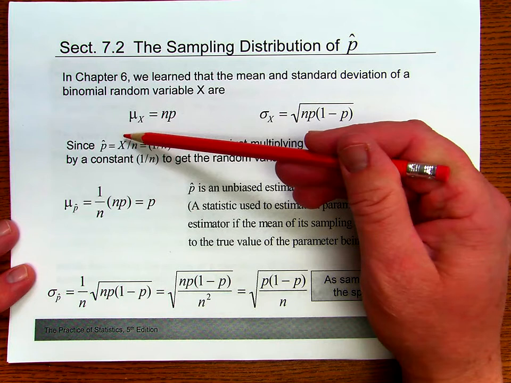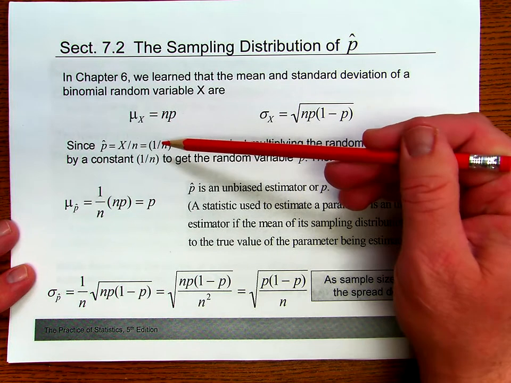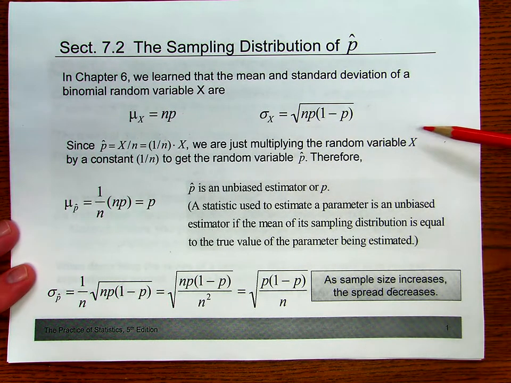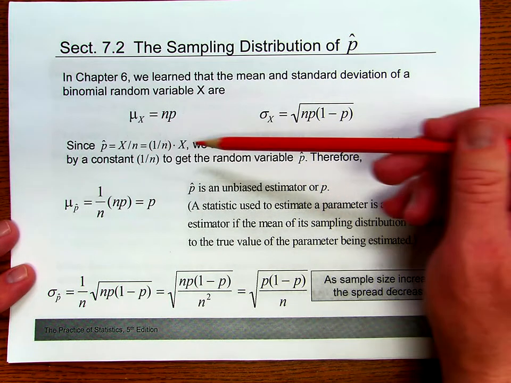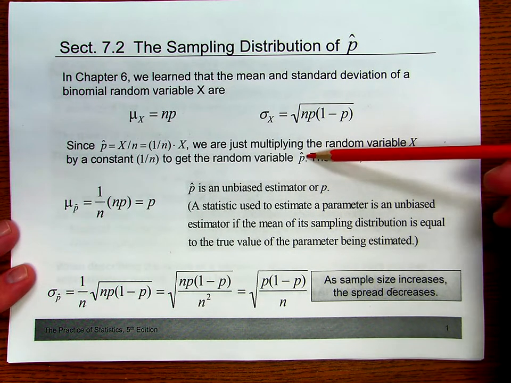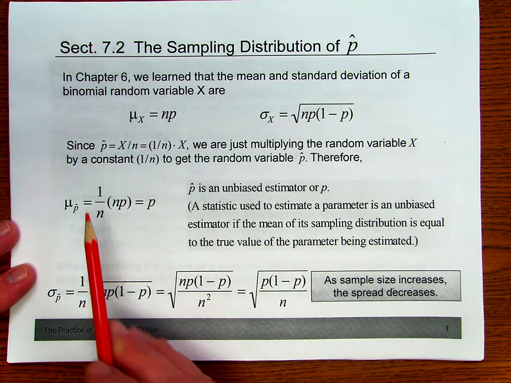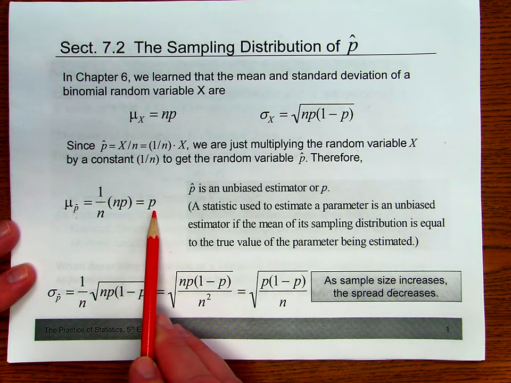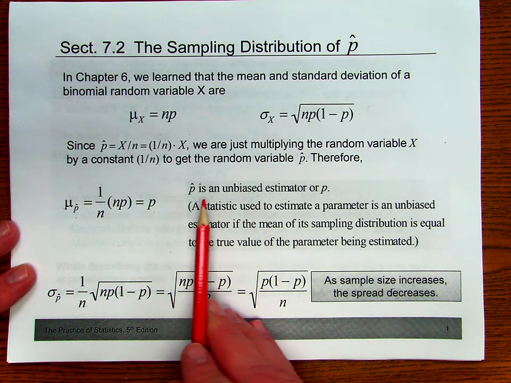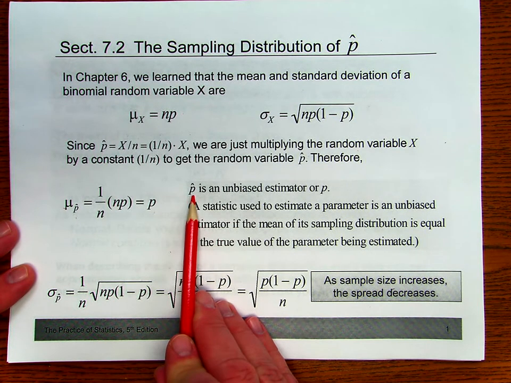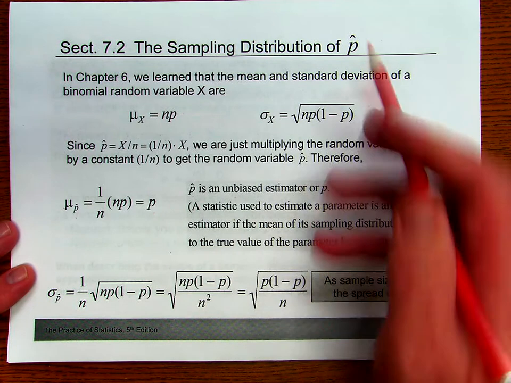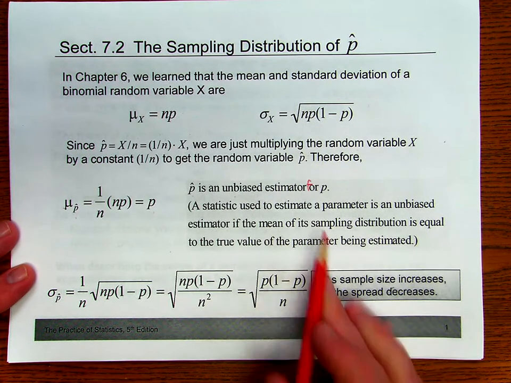Since p hat is x over n, which equals 1 over n times x, we are just multiplying the random variable x by the constant 1 over n to get the random variable p hat. Therefore, the mean of the sampling distribution of p hat is just p. Okay, p hat, or the sample proportion, is an unbiased estimator for p.